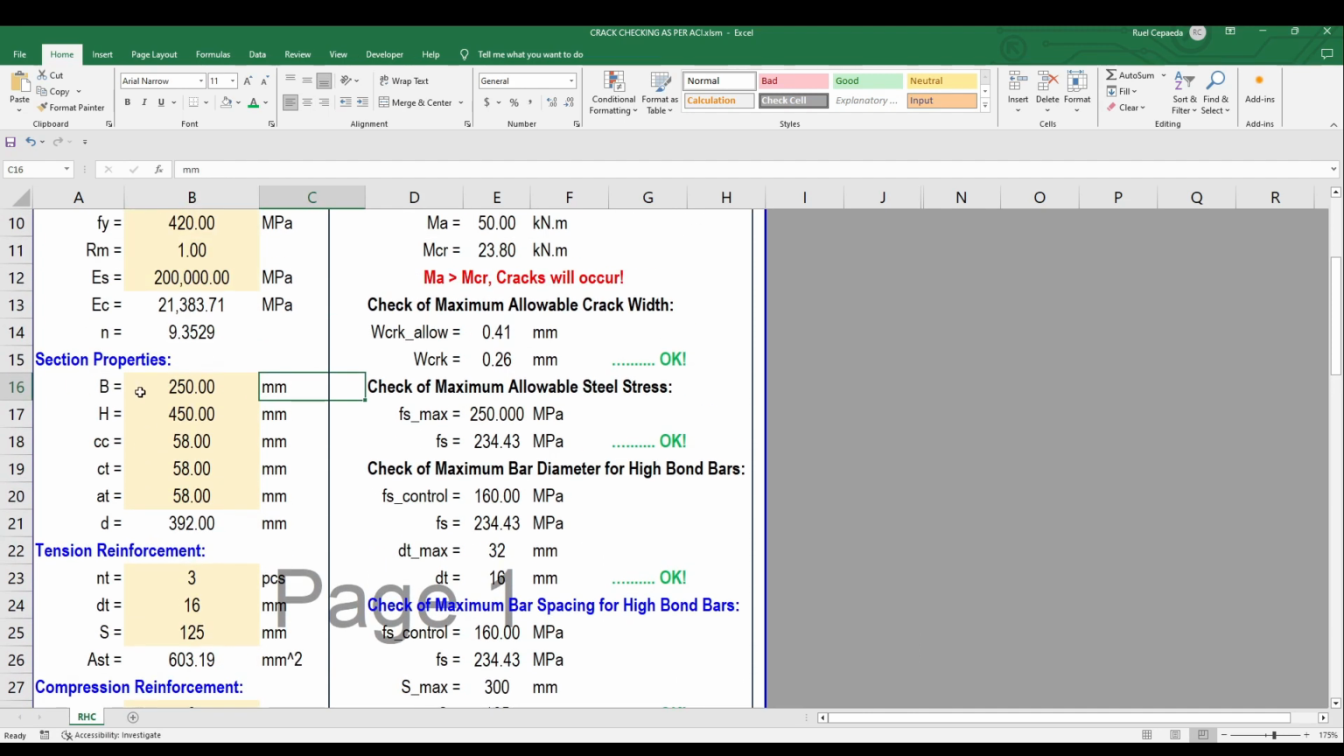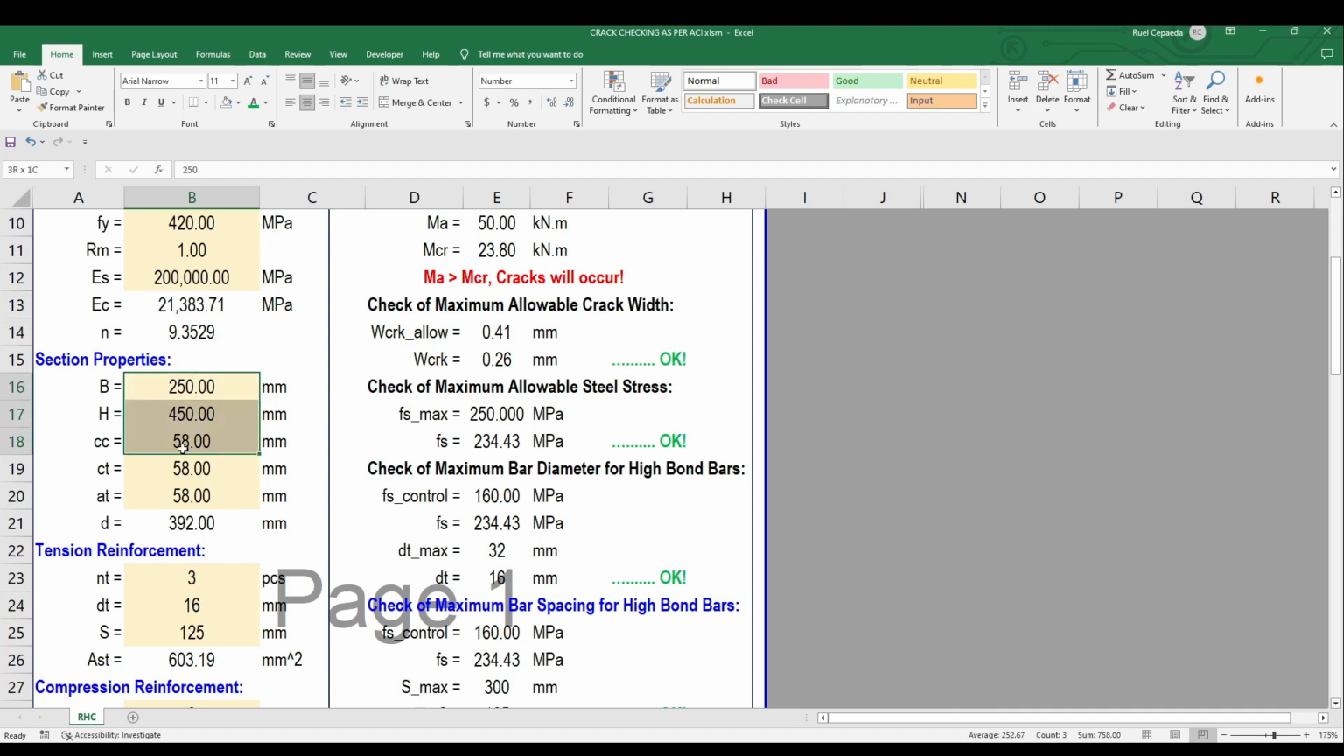Then under the section properties, we have the data: width of the beam or slab. For the one-way slab, guys, both one-way slab and beam, we can use this. And then the modular ratio, the ratio of the modulus of elasticity of the steel over the concrete.